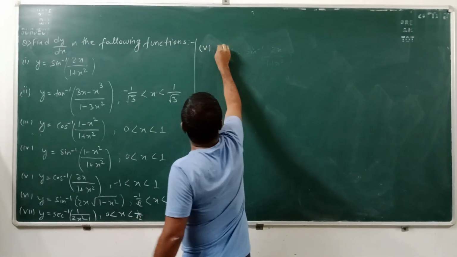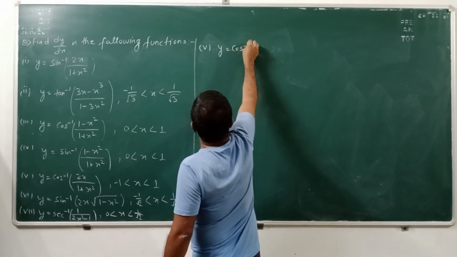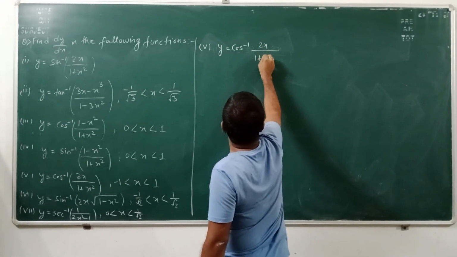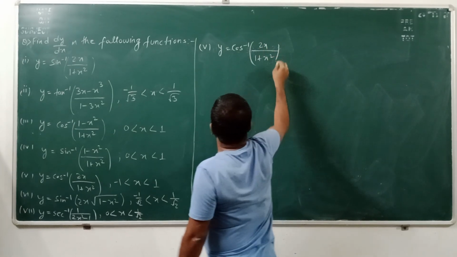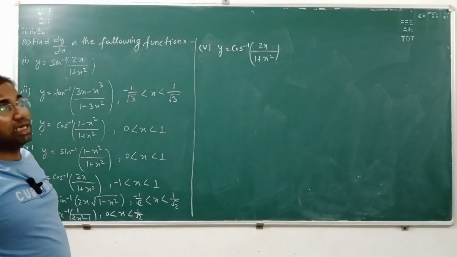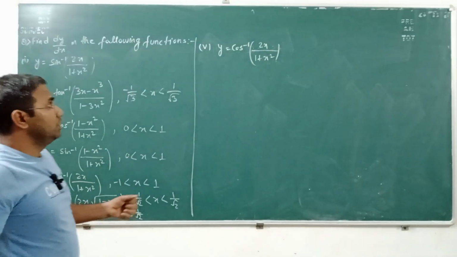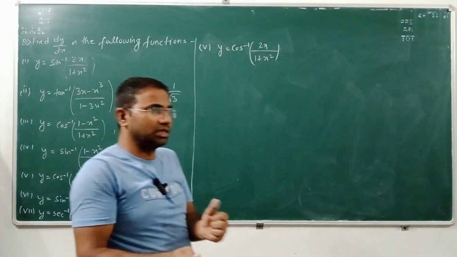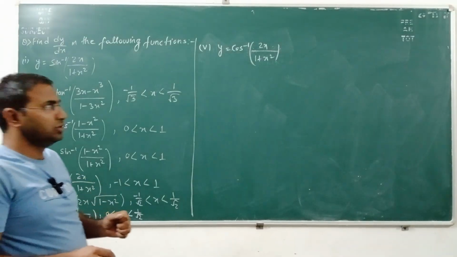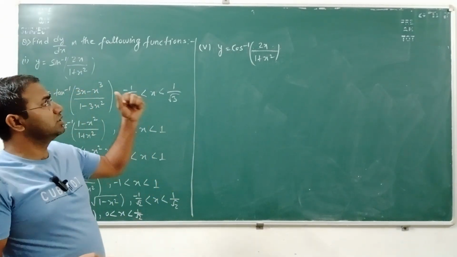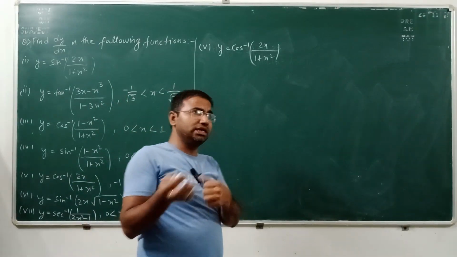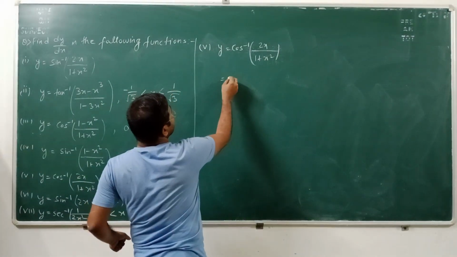Fifth one is y is equal to cos inverse of 2x upon (1 plus x square). Now if you put x is equal to tan theta, then it will become the identity of sin 2 theta. Then again the situation will come of how cos inverse and sin will cancel out. Okay, as in the last question, how you will cancel out sin inverse and cos. So what we will do is, in place of sin 2 theta, we will write cos of (pi upon 2 minus 2 theta). So let us see.